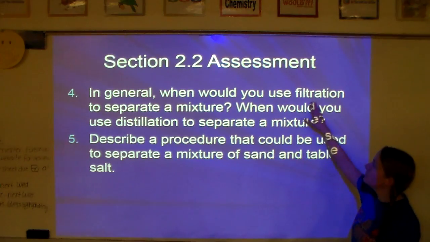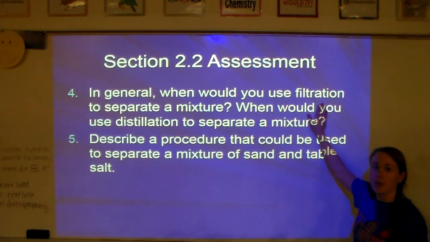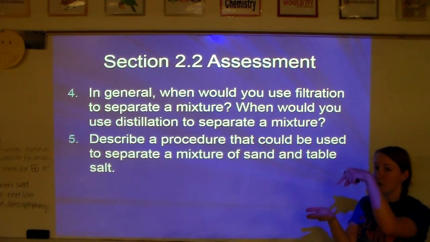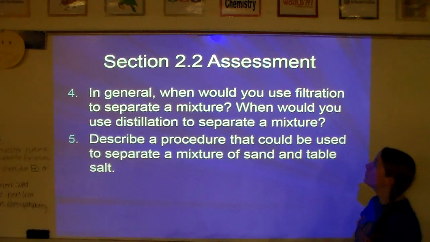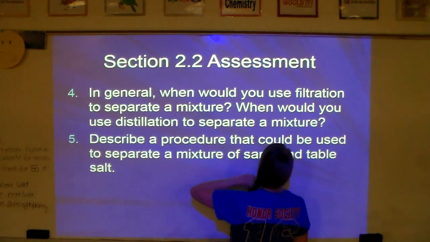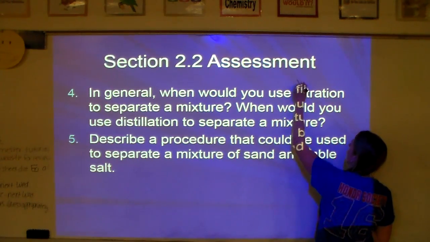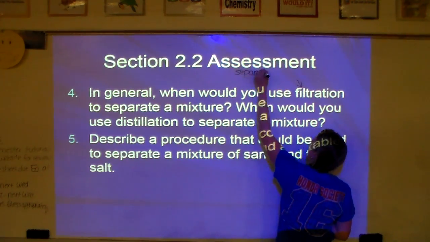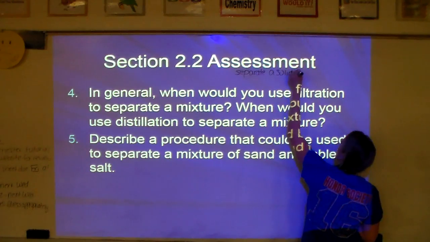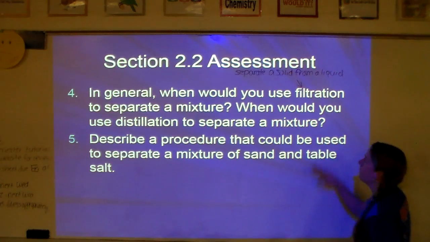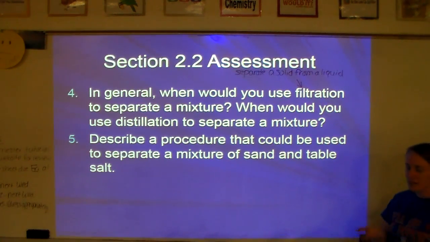So it says, in general, when would you use filtration to separate a mixture? Well remember, filtration holds what in the filter? The solid, and lets what pass through? The liquid. So you would use filtration when you want to separate a solid from a liquid. I'll just put it up here. So filtration we use to separate a solid from a liquid. The important thing to remember about filtration is it separates based on particle size. Large particles can't pass through the paper, smaller ones can.